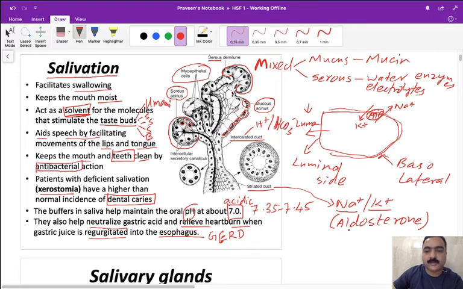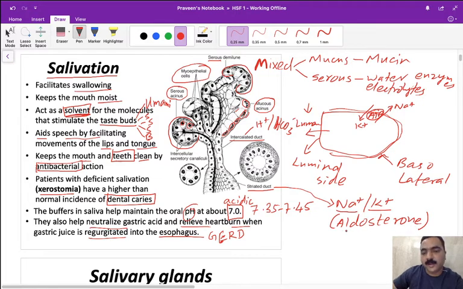You know that aldosterone causes what? The reabsorption of sodium and secretion of potassium. So when they reabsorb the sodium, what happens to the tonicity? The tonicity of the saliva will be decreased in the presence of aldosterone, the potassium concentration of the saliva will be increased, and the sodium concentration will be decreased.